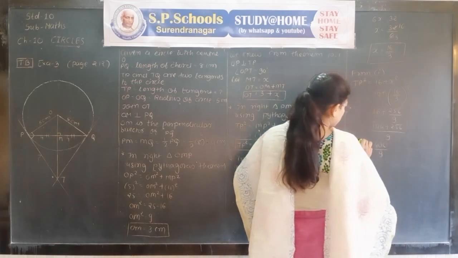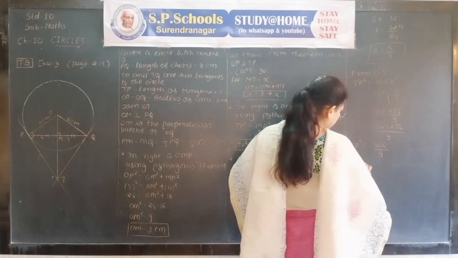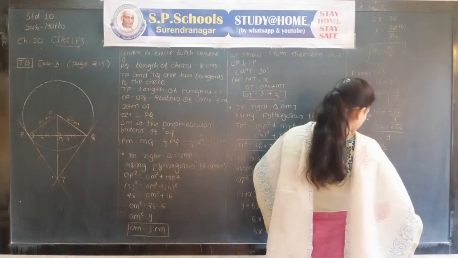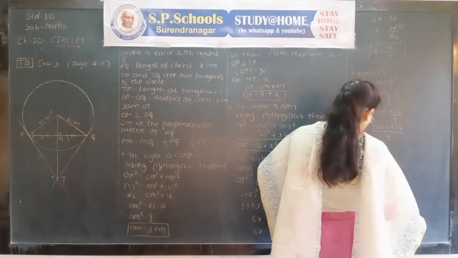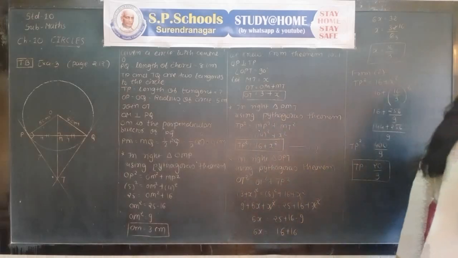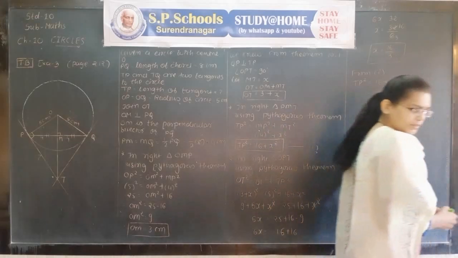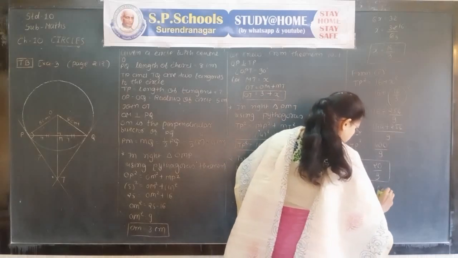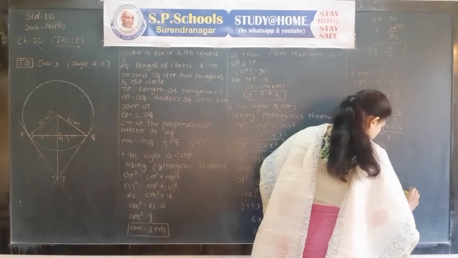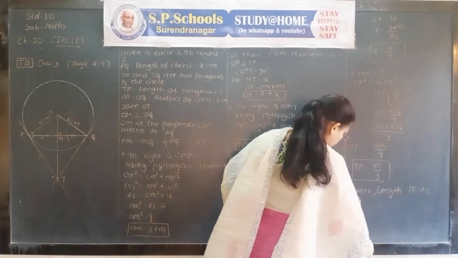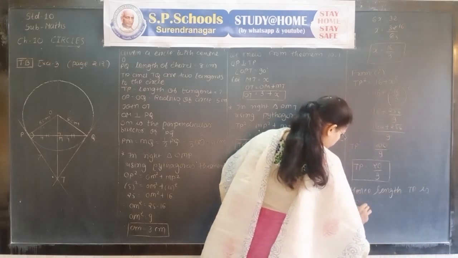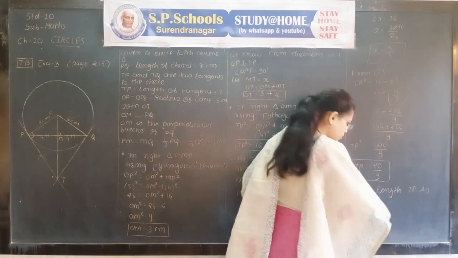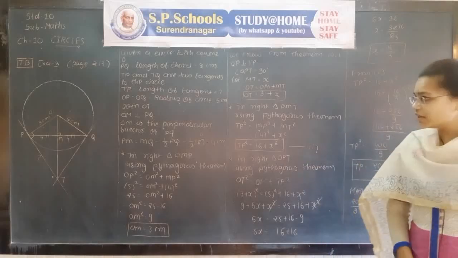It is TP square. We want only TP, so we find the square root. Square root of 400 is 20 and square root of 9 is 3. It is the length of TP. In the question, we had to find the length TP. Hence, length TP is 20 upon 3. The unit is centimeter, because all units are in centimeter.